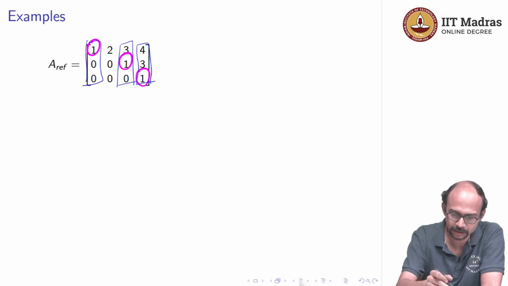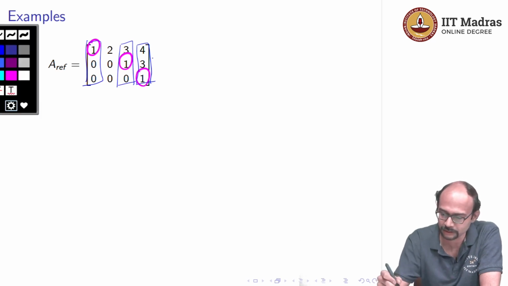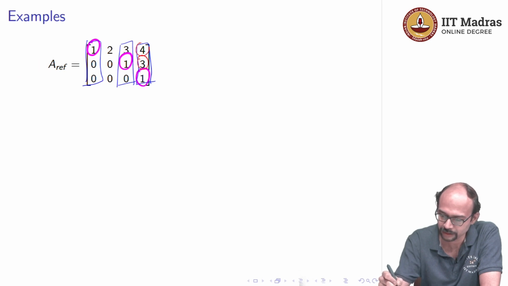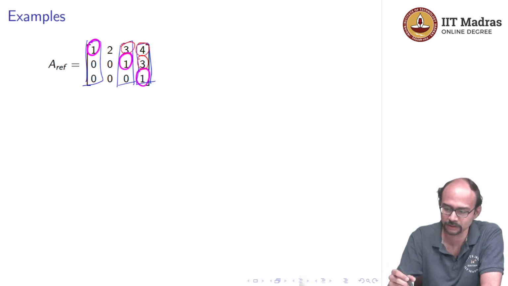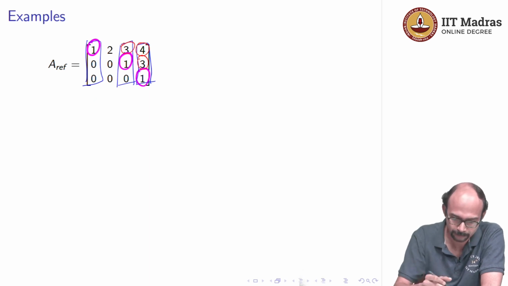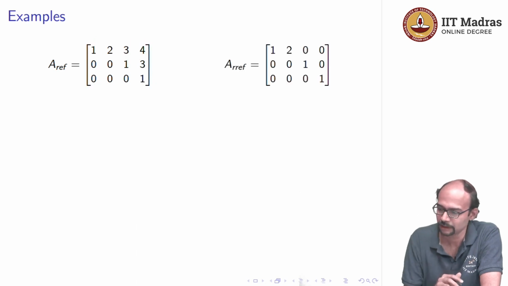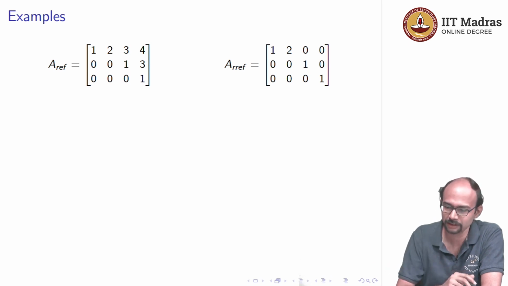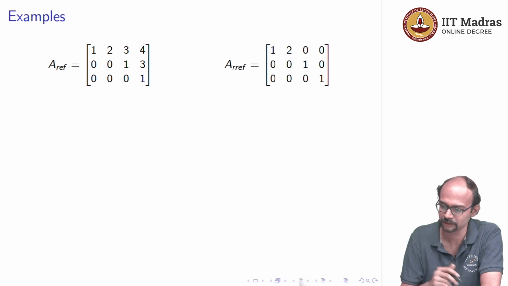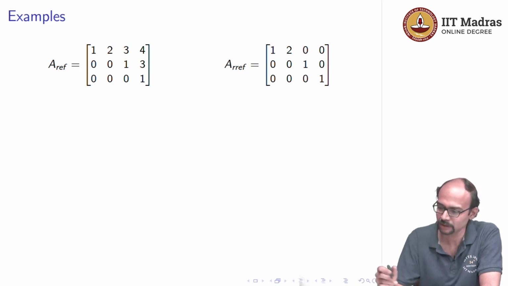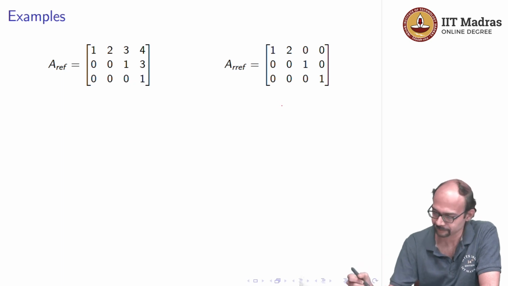Well, that is certainly not the case over here, because here is a non-zero entry, here is a non-zero entry, here is a non-zero entry. So this is not in reduced row echelon form, this is in row echelon form. Okay. So let us look at another example, and we can do the same analysis for the second example. In fact, these matrices look very similar, and there is a way of going from one to the other, which we are going to study in the next video.